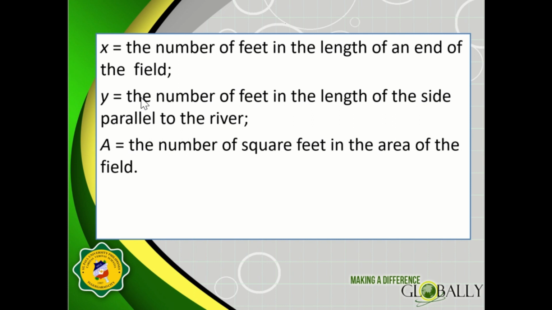So therefore, based on the problem, the number of square feet, which is A, must be equal to the product of x and y, which is the number of feet in the length of an end of the field multiplied by the number of feet in the length of the side parallel to the river. So therefore, we have A is equal to x times y.